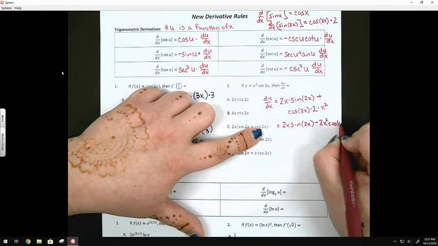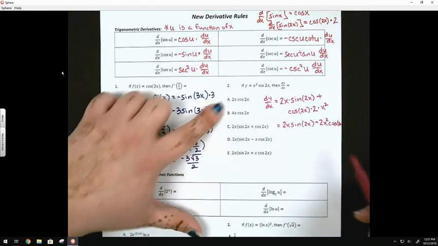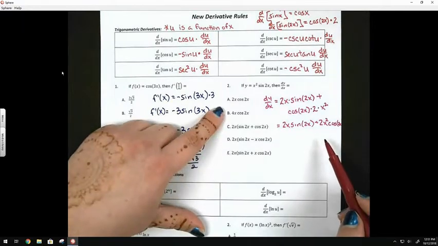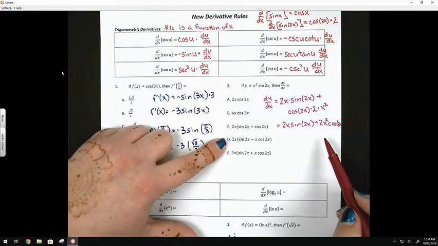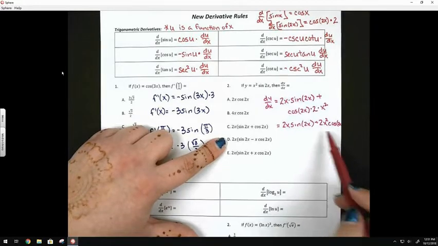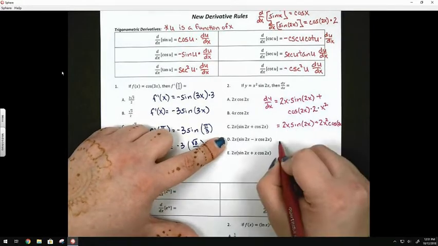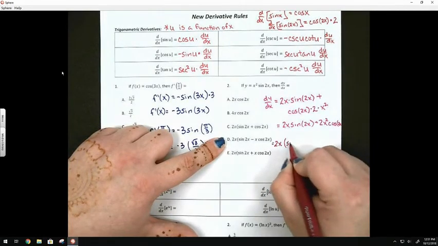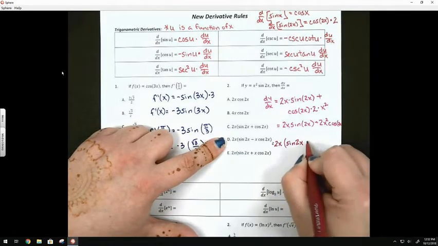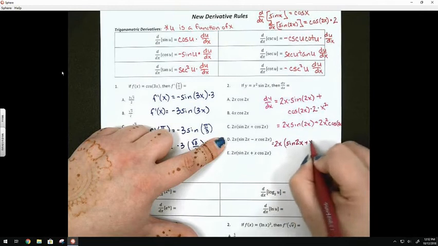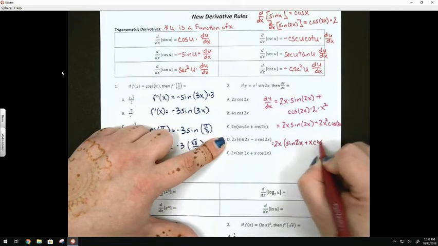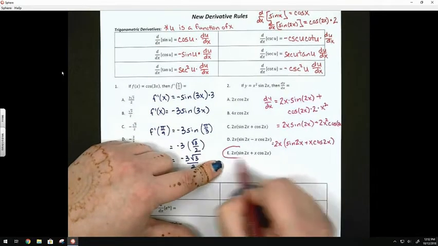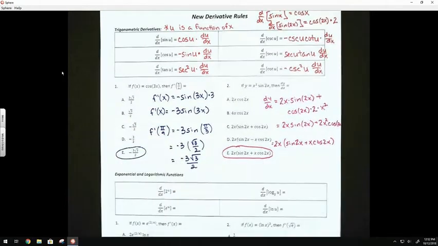Oops, I ran out of room. Sorry. Well, if we look here, this does not match any of these right now, so we're going to have to find an equivalent form. It looks like both of them have a 2x, so I'm going to factor that out. So I get 2x times the quantity sine of 2x plus x cosine 2x, which means my answer choice is E. All right?